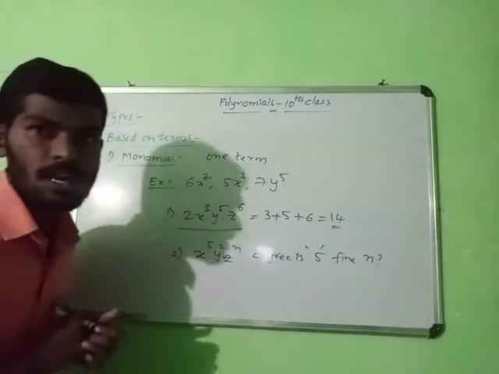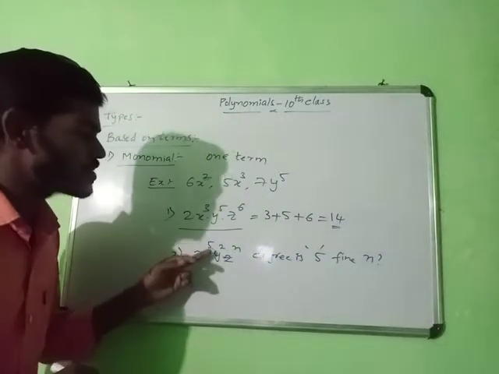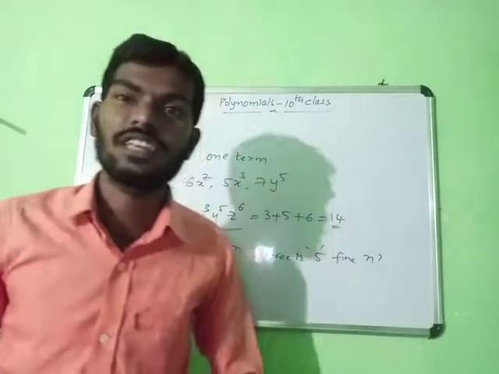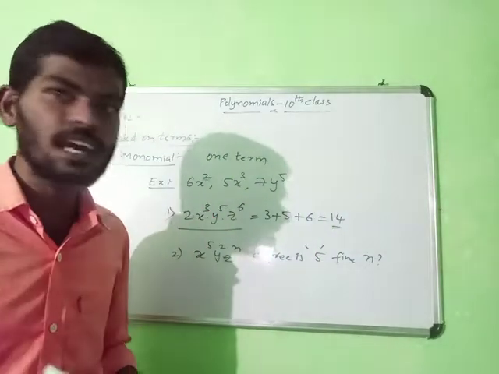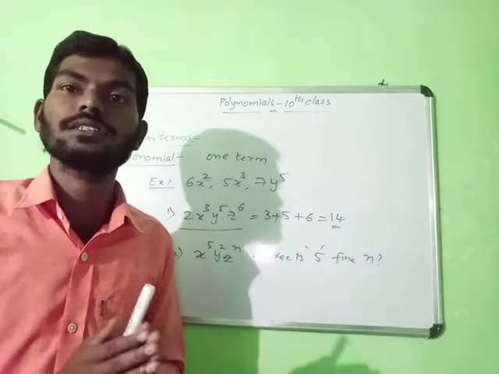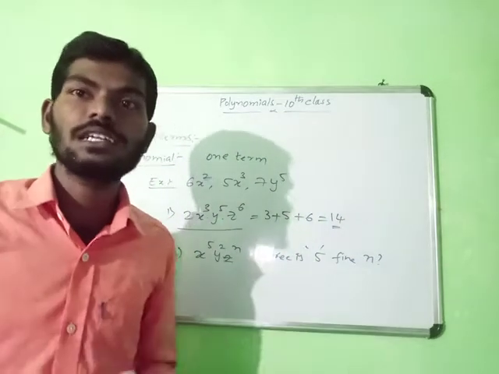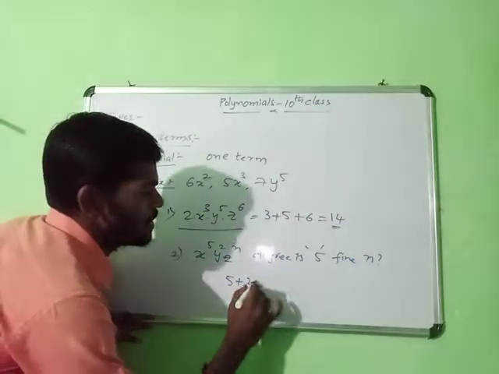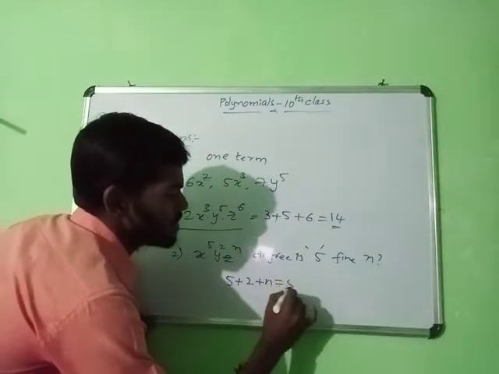If the degree of the monomial x power 5, y square, z power n is 5, then find the value of n. How do we find the degree of a monomial? Add all the powers. Here the degree given is 5, so 5 plus 2 plus n is equal to 5.